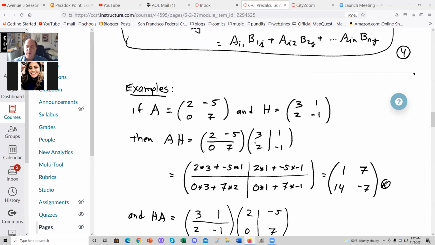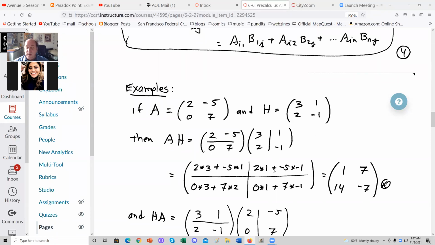2 times 3 plus -5 times, oh dear, this should be a 2. I get so honked. I am so sorry. This is page 2, page 5, AH blunder. So I'll have to change that in the canvas after this.